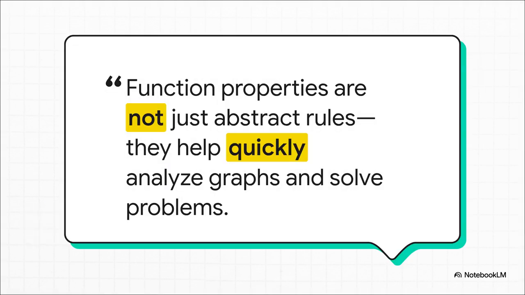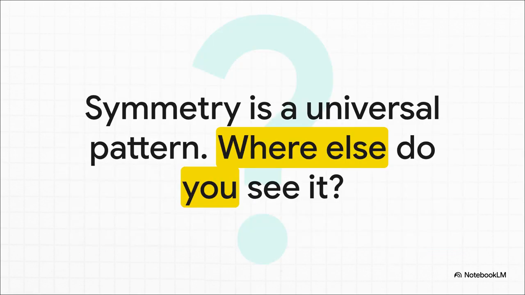So just remember this. These properties aren't just abstract rules you have to memorize for a math class. They're actual practical tools that help us analyze graphs and solve real problems. They help us understand the world using the language of math. You know, we started with the letter A, but this pattern of symmetry is literally everywhere you look, from the wings of a butterfly to the spiral of a galaxy. So I'm going to leave you with a question. Now that you know what to look for, where else are you going to see these mathematical patterns out there in the world around you?